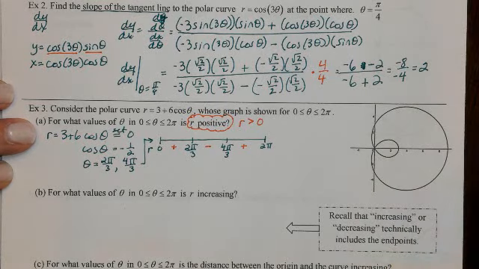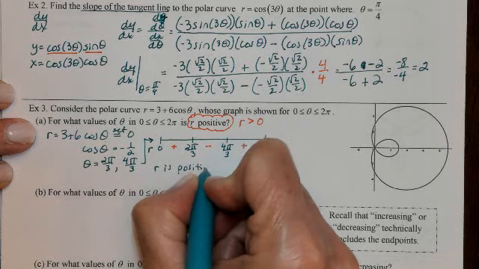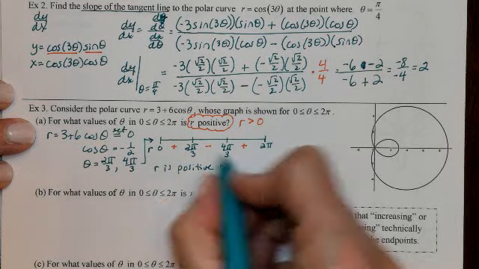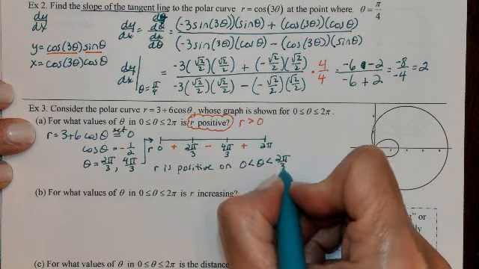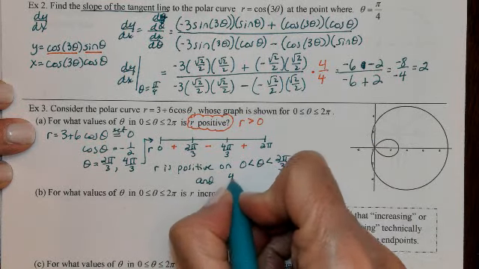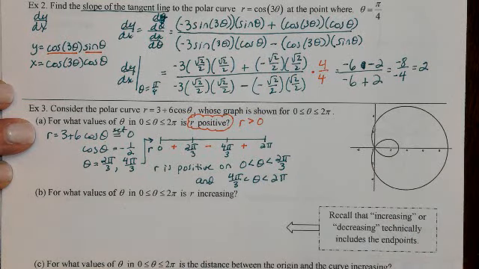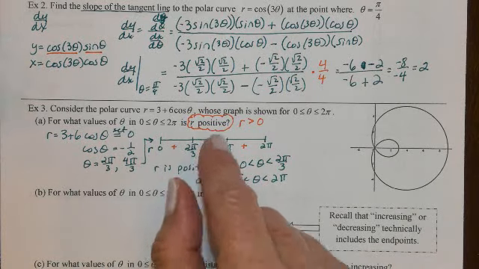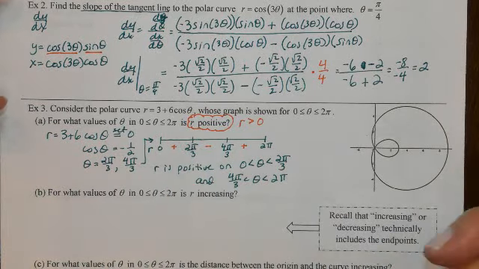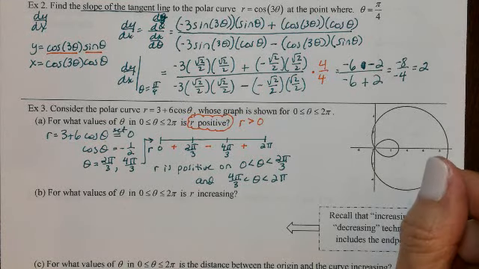Okay, so r is positive on 0 to 2 pi over 3 and 4 pi over 3 to 2 pi. Okay? Not bad. So guys, you might be asked things that you just need to use your head and use your plain old math knowledge, your logic, and answer the question. Okay?